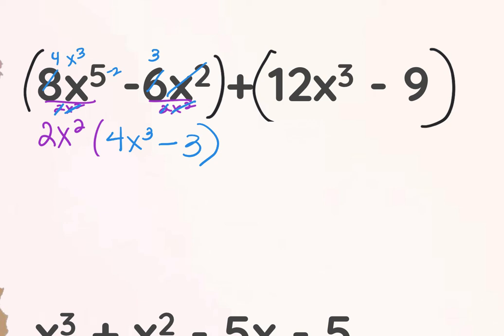What goes into both 12x to the third and 9? 3. So I take out a 3. I'm dividing each of these by 3. And I end up with 4x to the third minus 3.